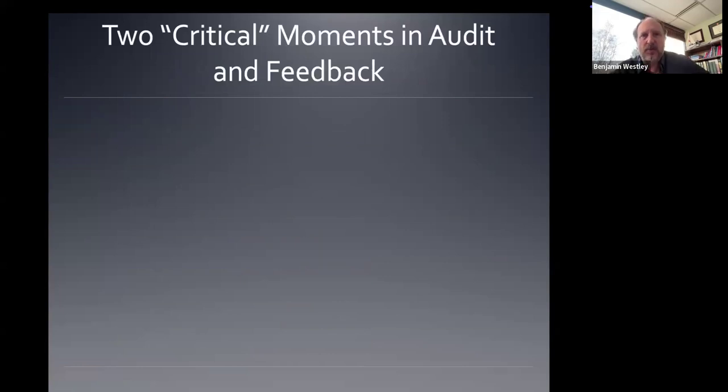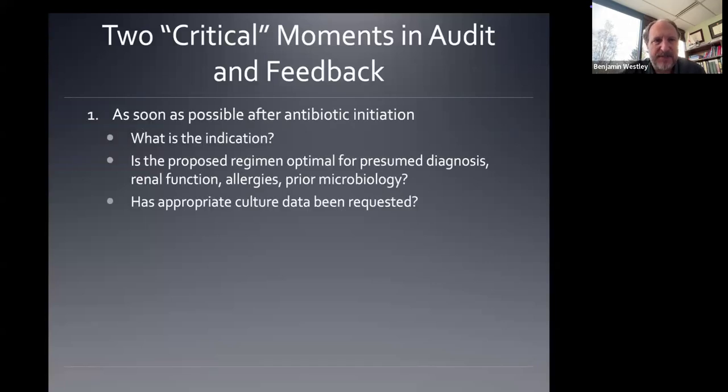There are really two critical moments when our program assesses what's going on with antibiotic use. The first is right when the antibiotics are being started. Why are they being started? What's the indication? Is what's being started the best thing based on what is presumed to be going on? If there's a urinary tract infection and there's an order for doxycycline or clindamycin, that would not be optimal because those drugs should not be used for urinary tract infections, as an example.